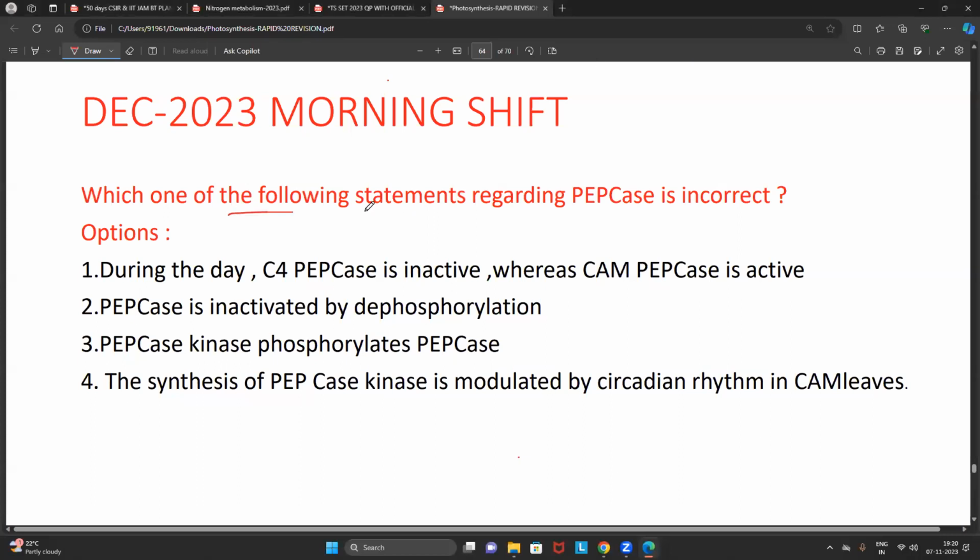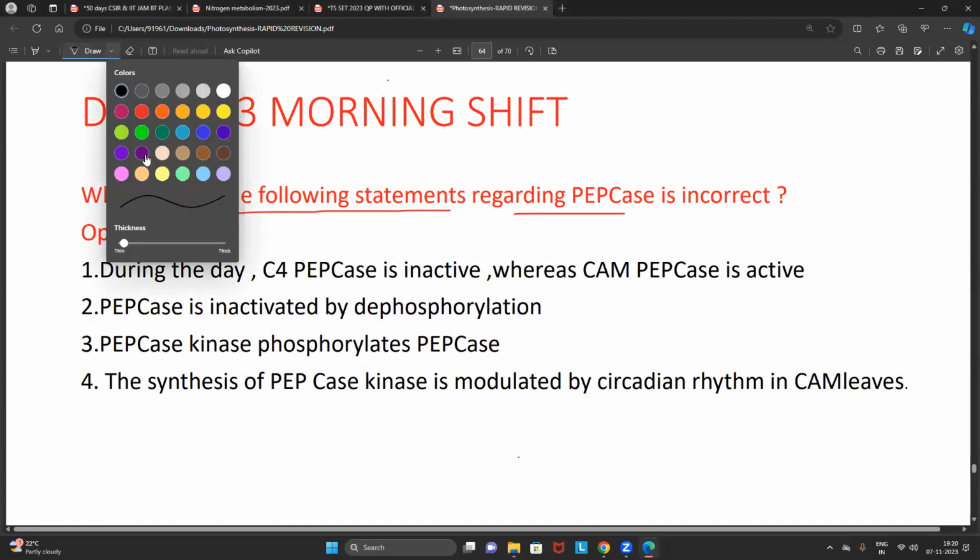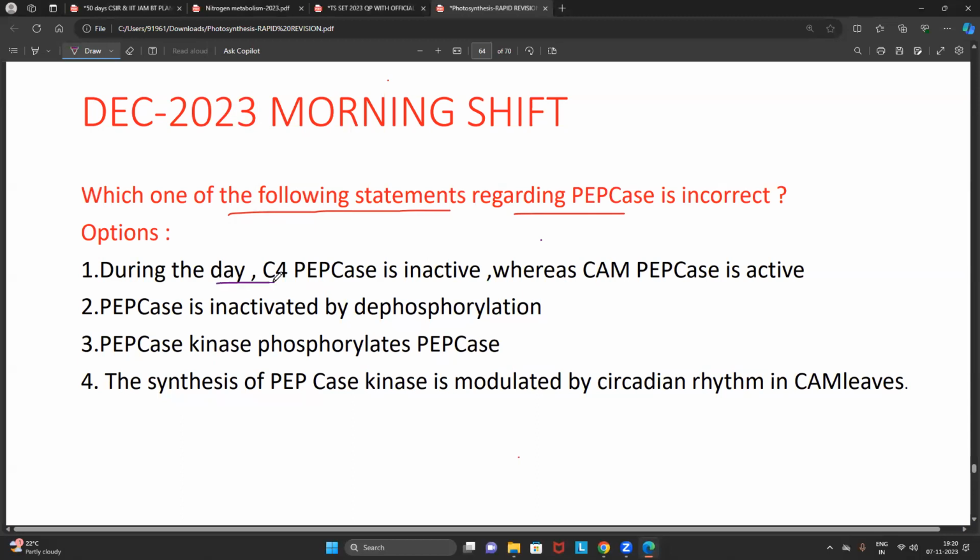Now, which one of the following statements regarding PEP carboxylase is incorrect? All the students listen. They are asking a question, and understanding the statement is important for the exam. They are asking which is incorrect. During the day, C4 PEP carboxylase is inactive, whereas CAM PEP carboxylase is active.